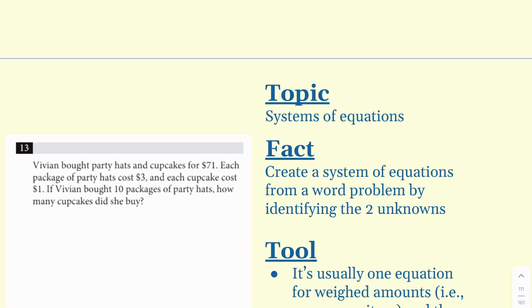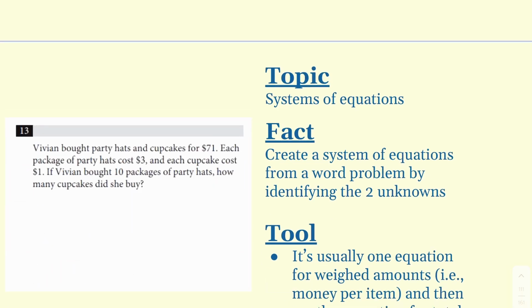Here we have a system of equations, and that might not be entirely easy to spot for everybody. So I would pause if it wasn't something that you spotted, and I would take the time to first understand why in this word problem the topic is a system. It's a system because you can see that there are two different items, and that's the first giveaway: there are hats and cupcakes.